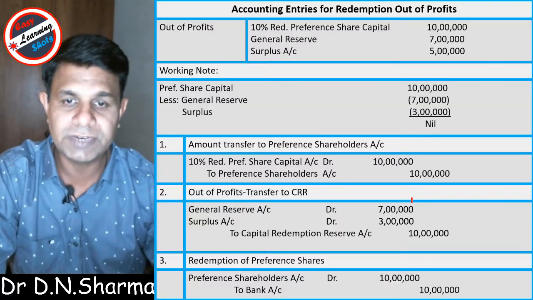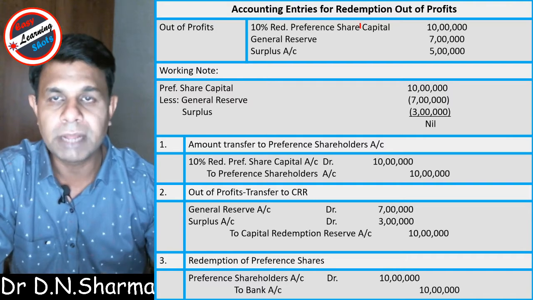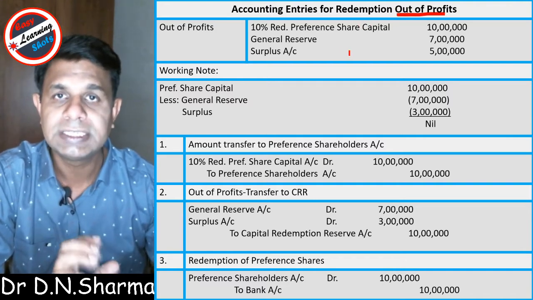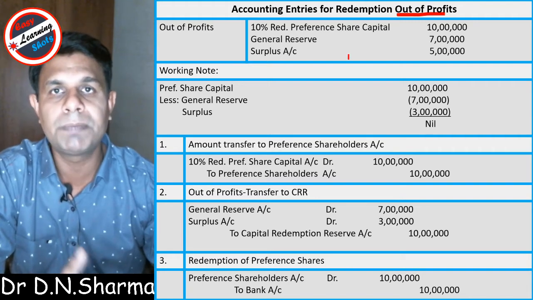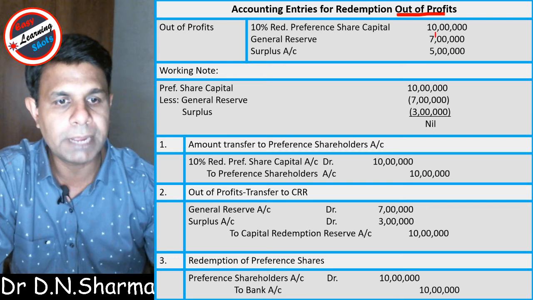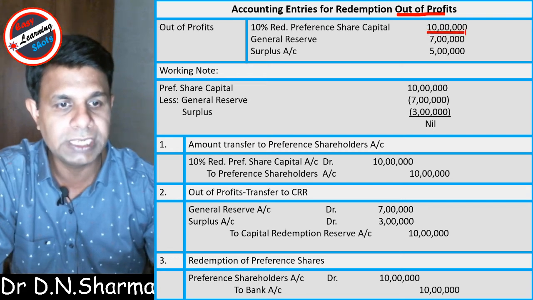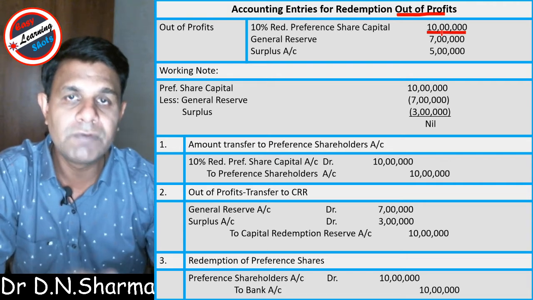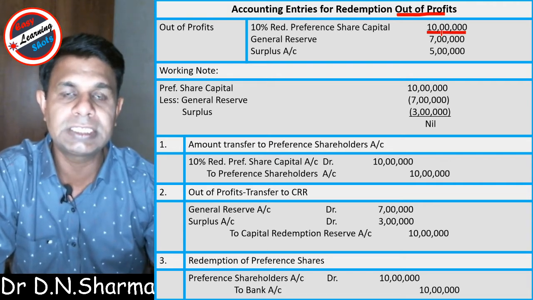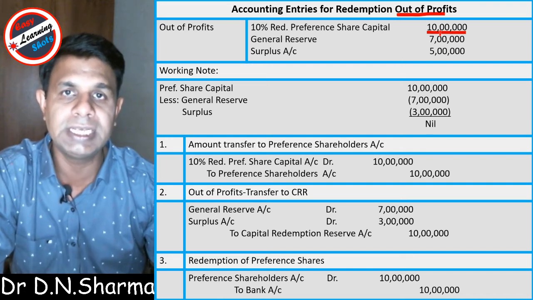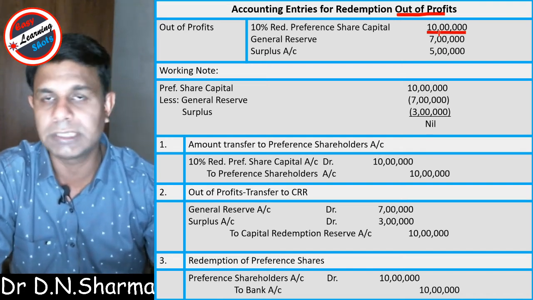So we take our first method, that is redemption of preference shares out of profits. First we have to see what is the nominal capital of preference shares the company has to redeem. Here the nominal capital of preference share is 10 lakh rupees. Now when we do redemption out of profits, the equivalent amount of nominal capital is transferred from the reserves to a new reserve account which is known as capital redemption reserve account.